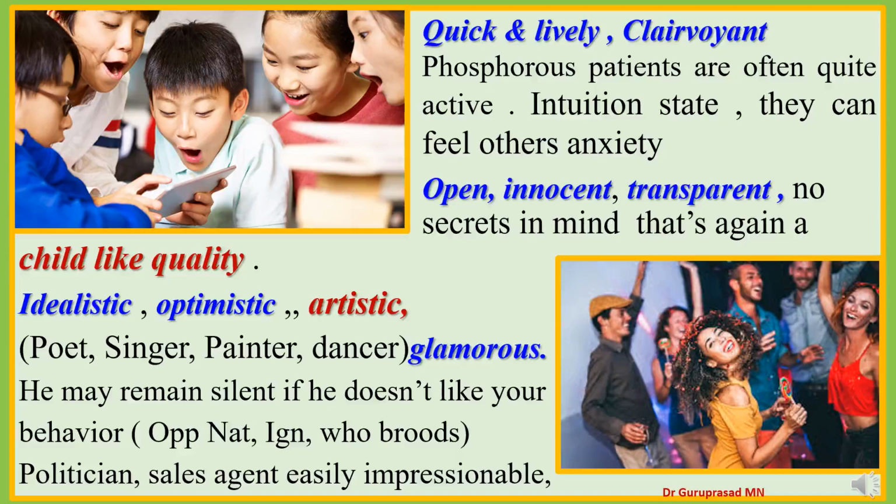A Phosphorus person can be a very good politician sometimes. Not the present politician, a typical leader. A Phosphorus person can be a very good sales agent. He gets highly impressed by others. He'll convince others very easily about his sales deeds. He is full of enthusiasm. So this is a typical description of Phosphorus individuals.